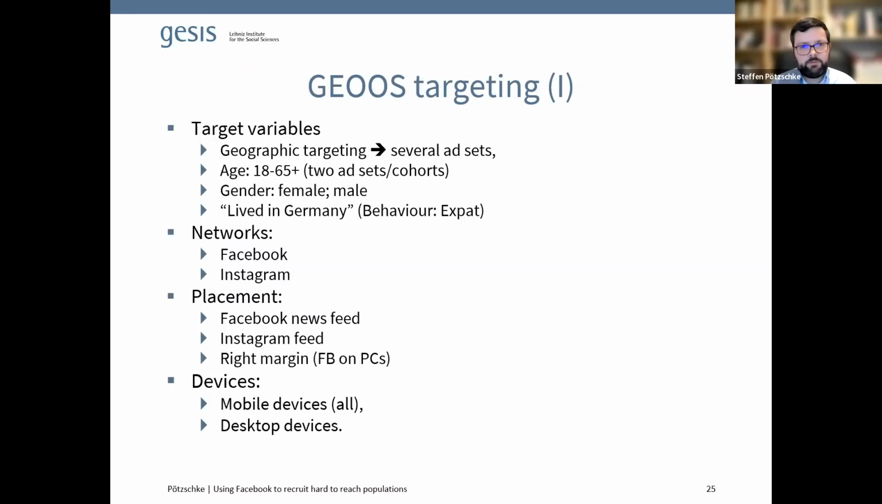The main targeting aspects are geographic targeting, the age, gender, and the lived in Germany variable, which we used. And when I said before that we can very specifically target this population, this is mainly due to the two aspects highlighted here, meaning we can define which country people should live in that have a certain age, have a certain gender, and to which the Facebook AI assigned the lived in Germany indicator.